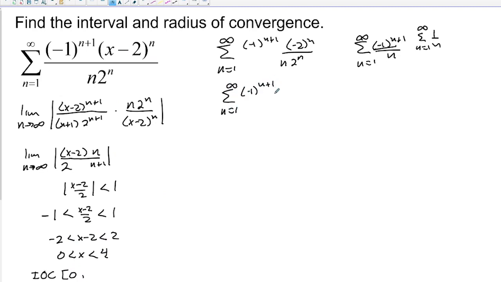Now, when we plug 4 in, we get 4 minus 2 is 2. We get 2^n over n times 2^n. Well, now those are going to cancel. And like I said, you get the alternating harmonic series. And for now, just know that the alternating harmonic series converges. So the interval of convergence is from 0 to 4.